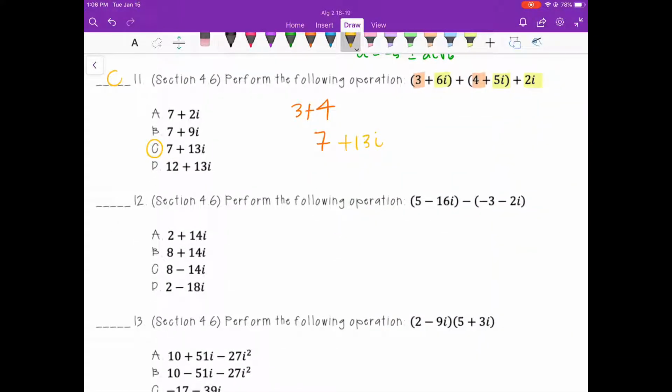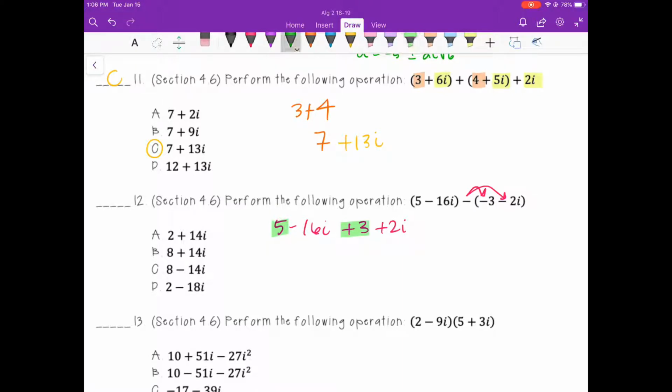Number 12 is slightly different. We have to start by distributing that subtraction sign. So 5 minus 16i stays the same, but then you'll have minus negative 3, plus 3. Minus negative 2i, plus 2i.